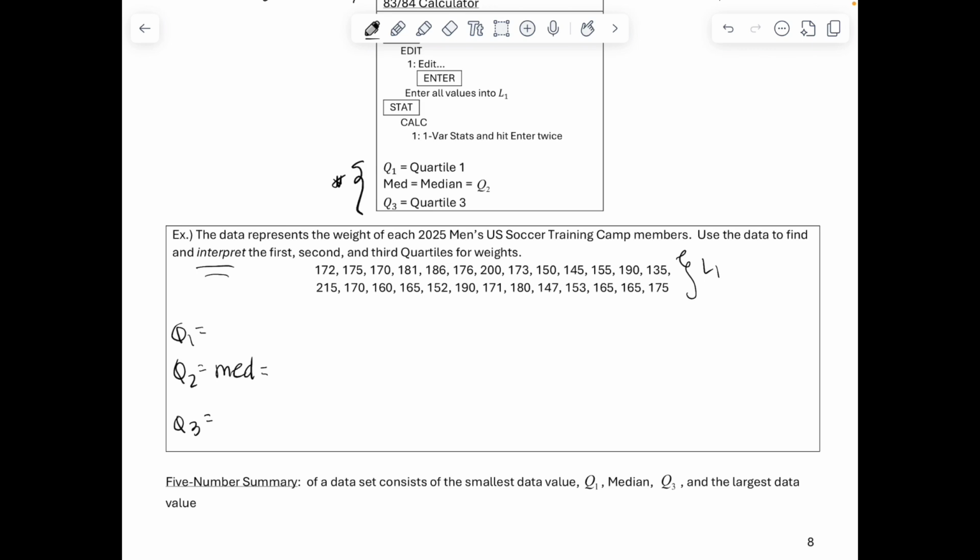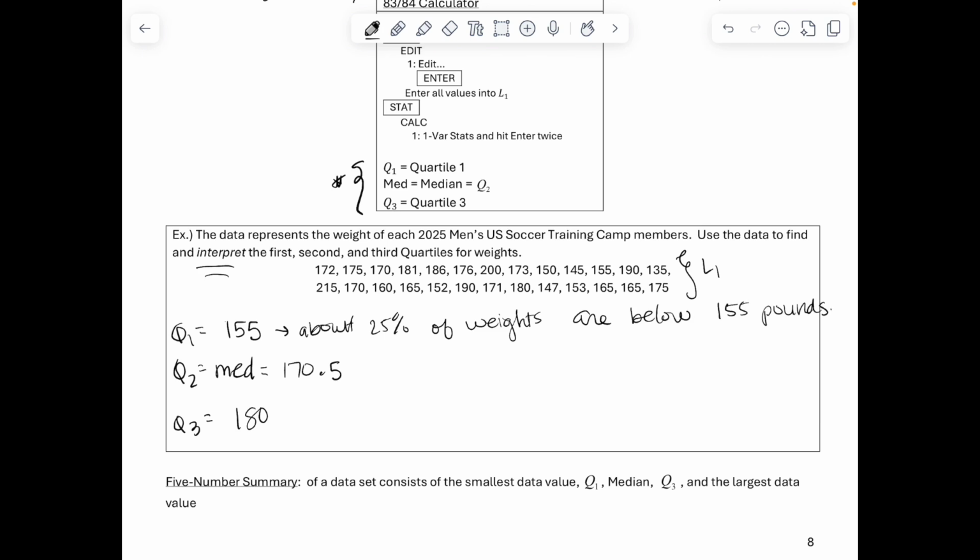From the graphing calculator, we got Q1 is equal to 155, Q2, or the median, is 170.5, and Q3 is 180 pounds. So from this, we need to discuss what these mean. So 155 pounds, we're going to say about 25% of weights are below 155 pounds. And again, this is all for that 2025 men's U.S. soccer training camp members. So about 25% of their weights are below 155 pounds.